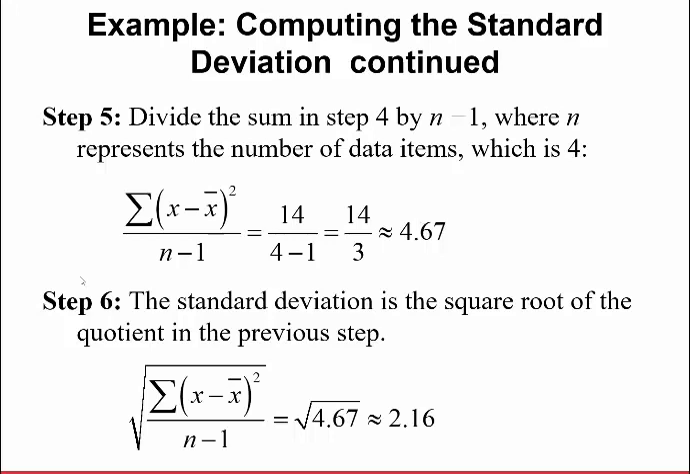Now, what you actually just found is the average deviation squared. So the next thing you do in step 6 is the standard deviation is the square root of this value you just found. So the standard deviation is the square root of 4.67, which is roughly 2.16. And that's how you find the standard deviation by hand.